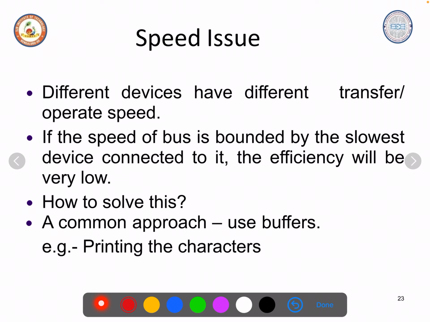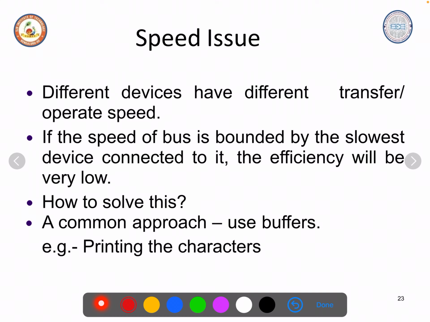Coming to the speed issue, different buses have different transfer or operating speeds. If the speed of the bus is bounded by the slowest device connected to it, the efficiency obviously will be low. So how do we solve this? A common approach is by using buffers.